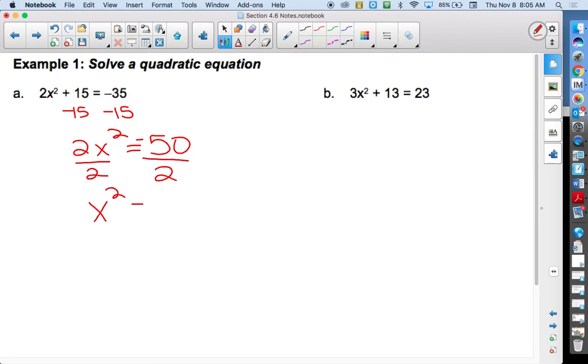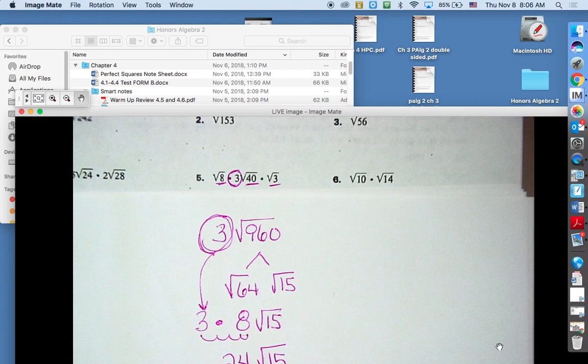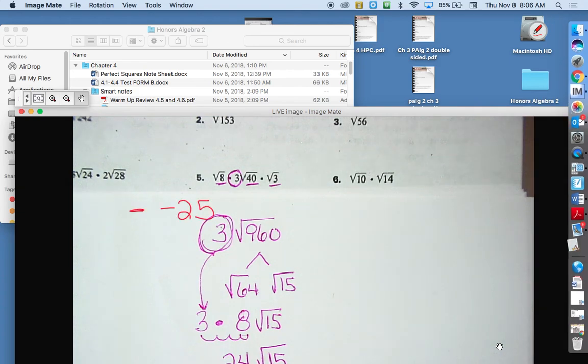So Garrett, what would you do first to solve for x squared? Yeah, let's subtract 15. And then Garrett, what else do we do? Divide by 2. What is -50 divided by 2, Garrett? Yeah, -25. All right, Garrett, the last thing we have to do here.